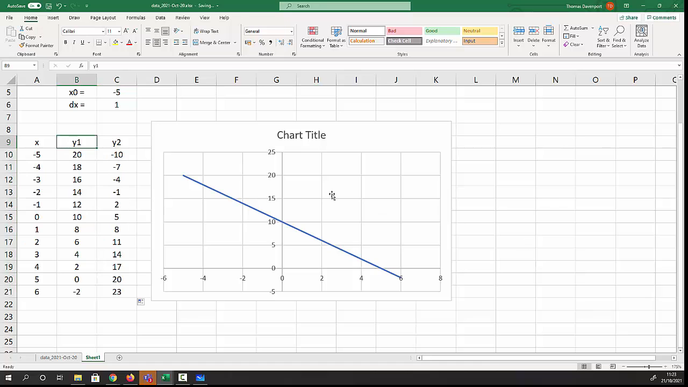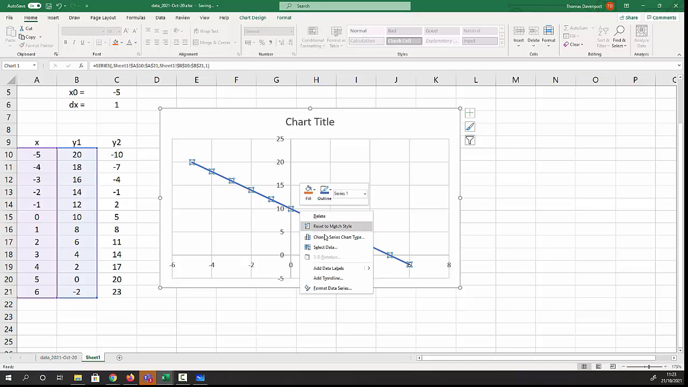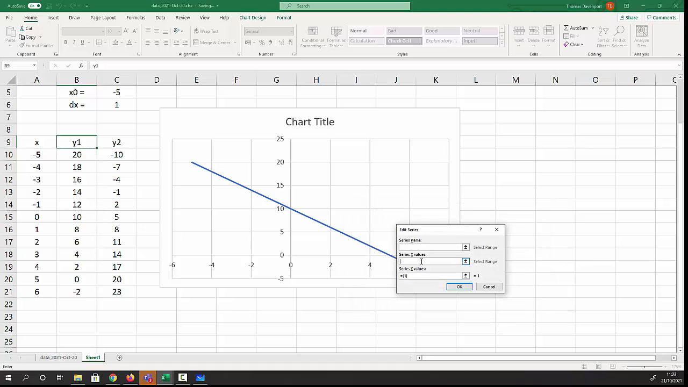So now what I'd like to do is add this second graph to the chart. I'm going to right click on the line and then select data. So I've selected the data and I'm going to add a series. I won't bother giving it a name, so Excel will call it series 2.